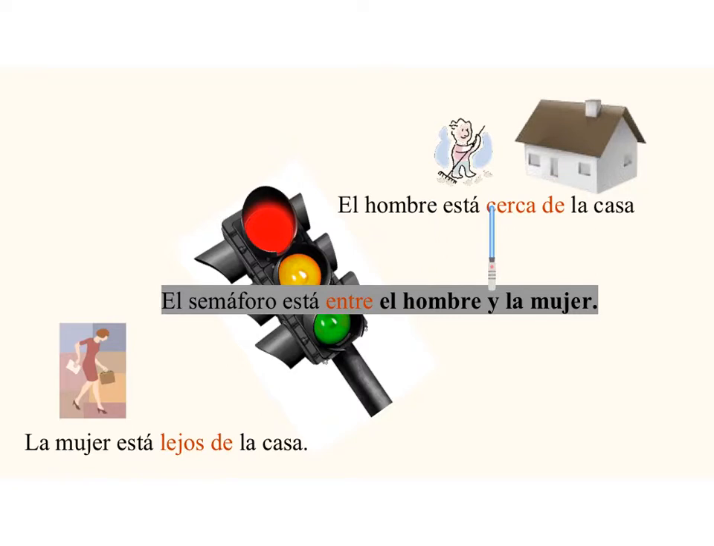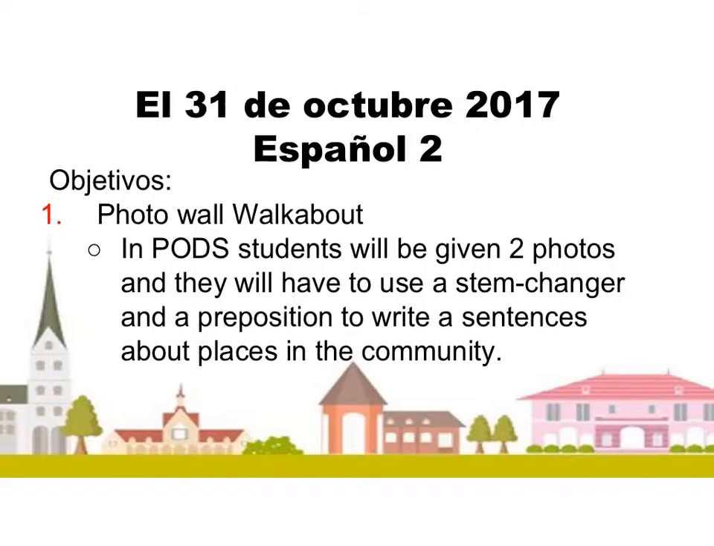El hombre está cerca de la casa. Here's the man. He is close to the house. So this is, again, my prepositional phrase used by the word or the verb estar. El semáforo está entre, it's between, el hombre y la mujer. Y la mujer está lejos de la casa. Here's the house. She's far from the house.